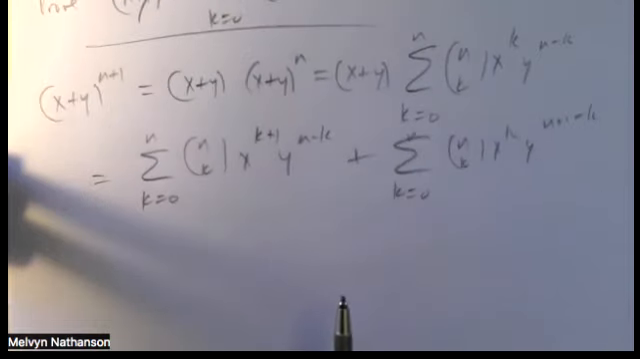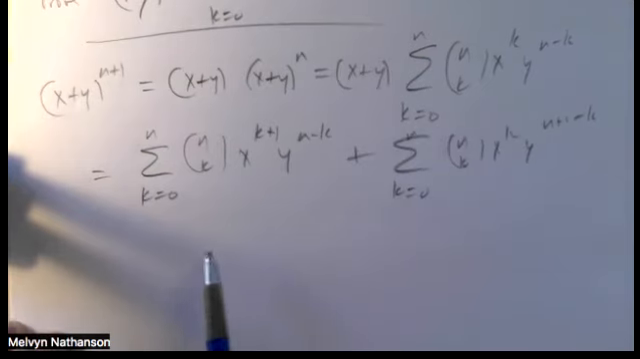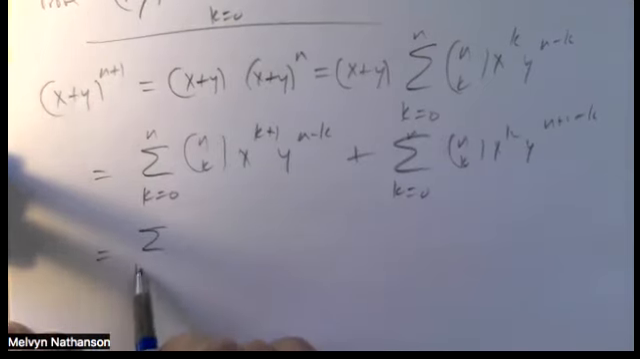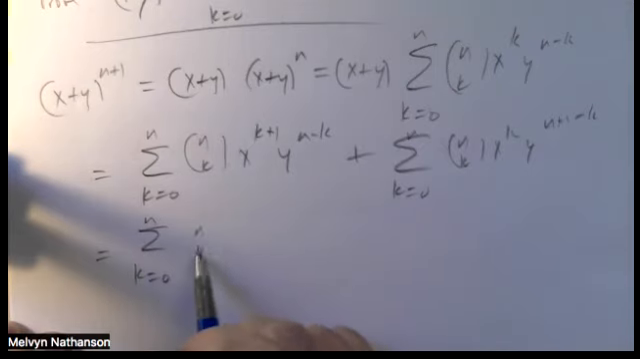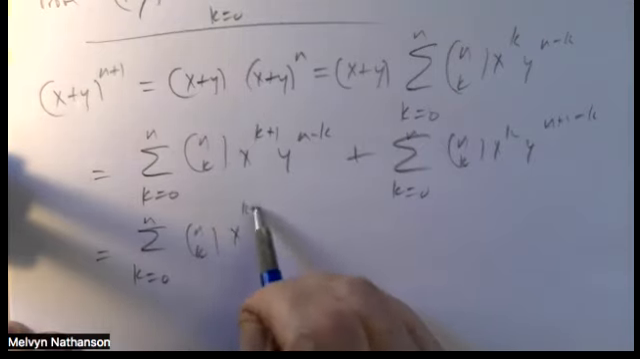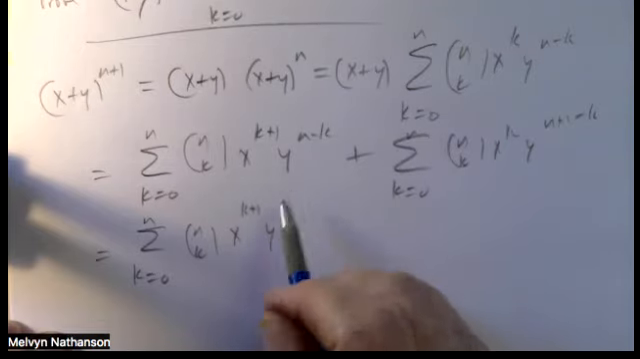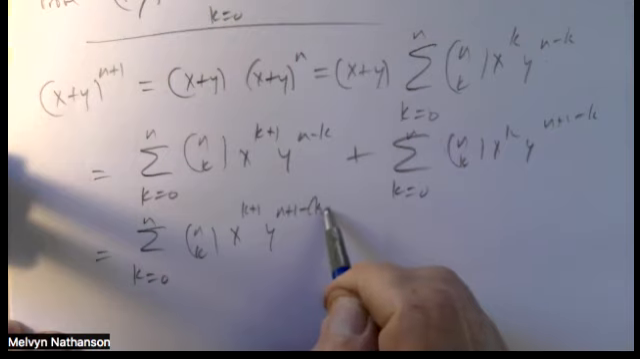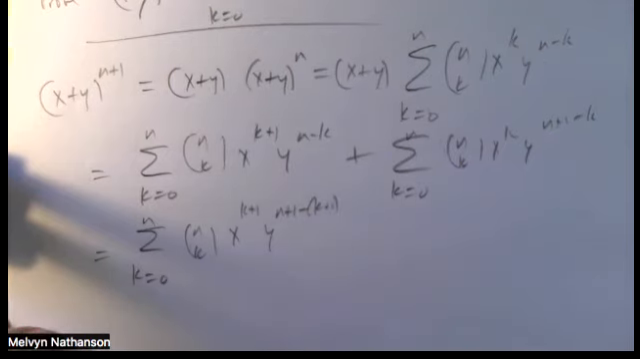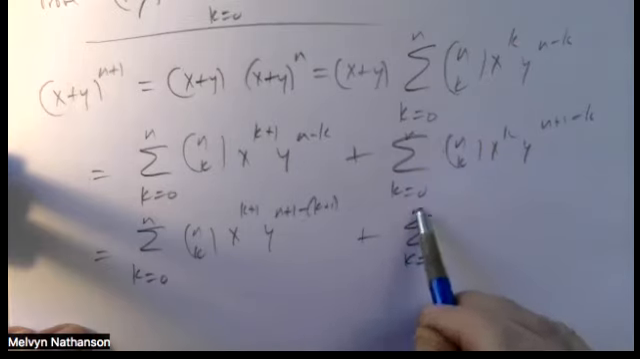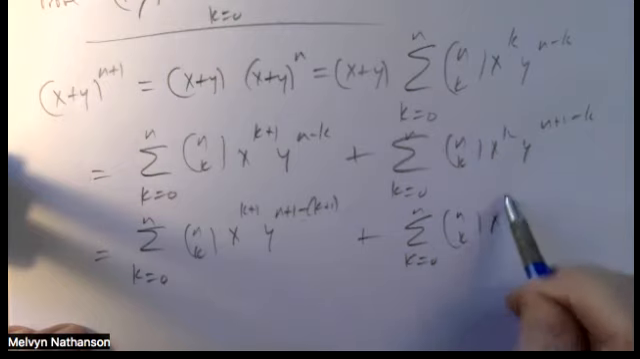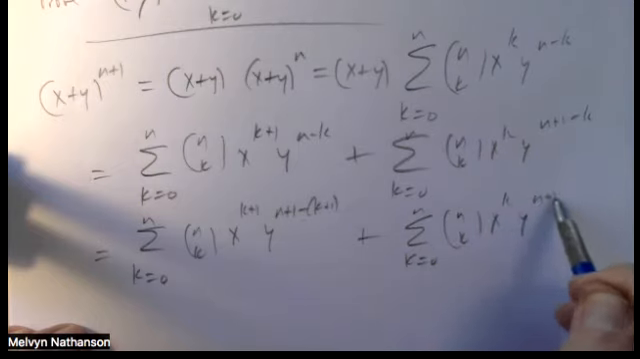So now I have to use some clever high school algebra. Let me write this as the summation, k goes from 0 up to n, of n choose k, x to the k plus 1. I'm going to write n minus k as n plus 1 minus (k plus 1). Of course, those cancel. And plus the summation, k goes from 0 up to n, of n choose k, x to the k, y to the n plus 1 minus k.